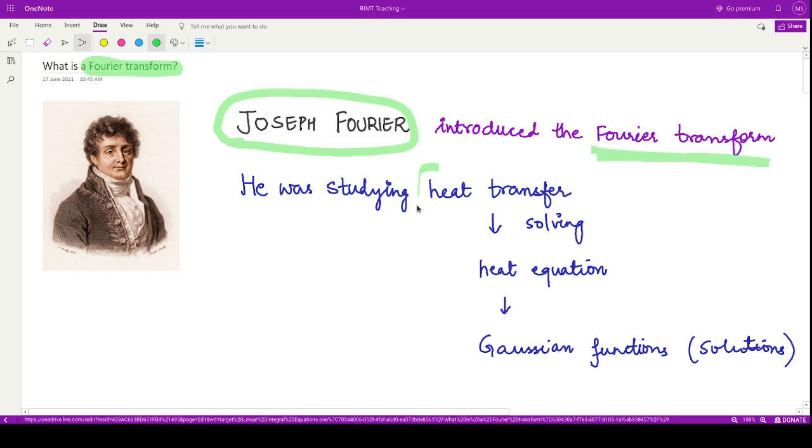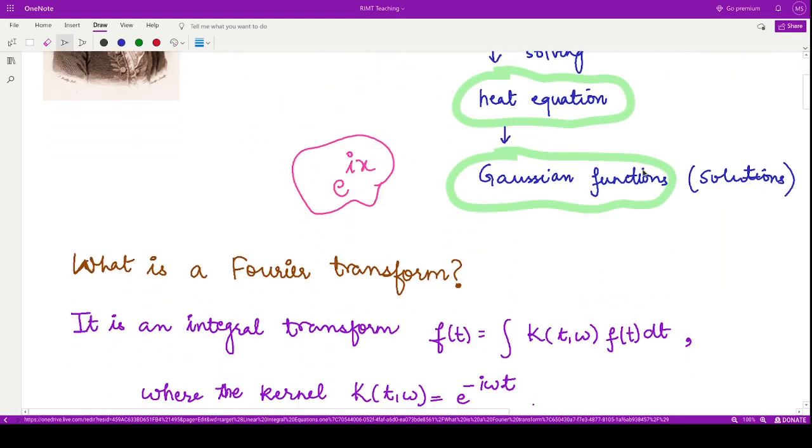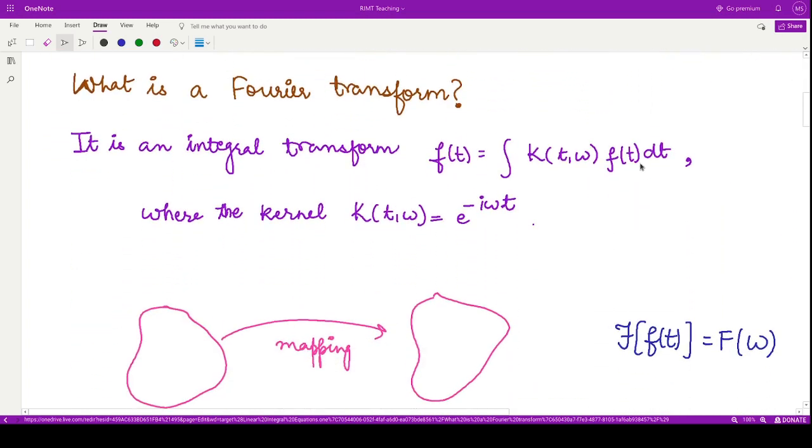He was studying the subject of heat transfer, where he was trying to solve his heat equation. While solving this heat equation, he obtained the solution as the Gaussian function. That means he obtained some functions of this kind, e to the power some quantity, say iota x or something like that. So there he got these functions. Now in order to obtain various conclusions about that, he used this Fourier transform, and in fact he developed this Fourier transform.